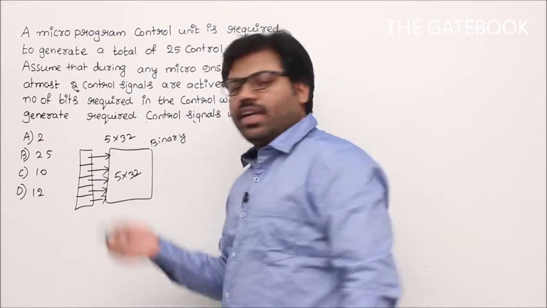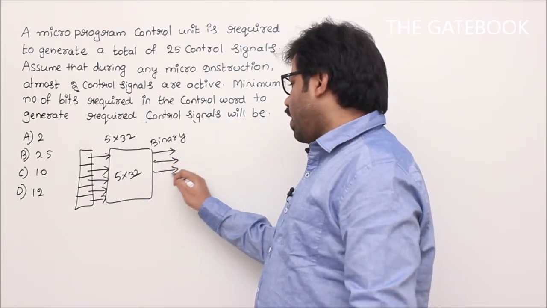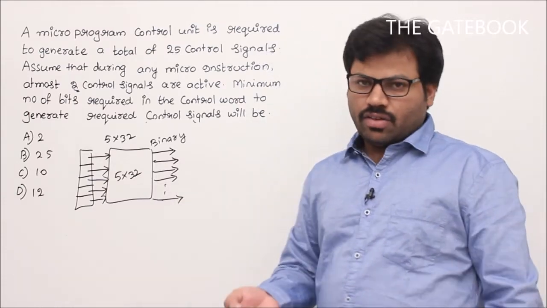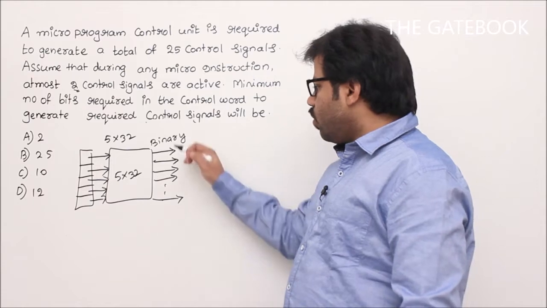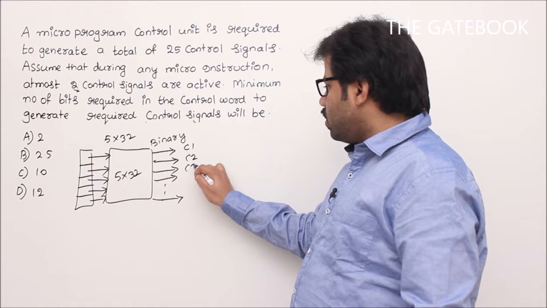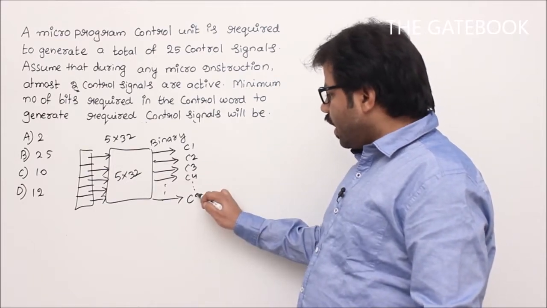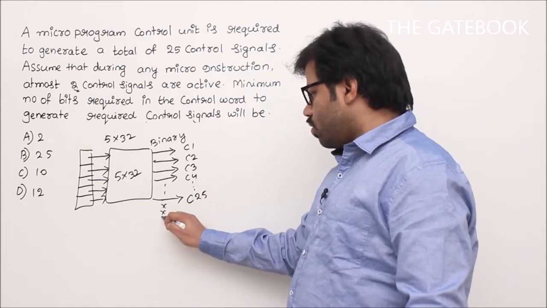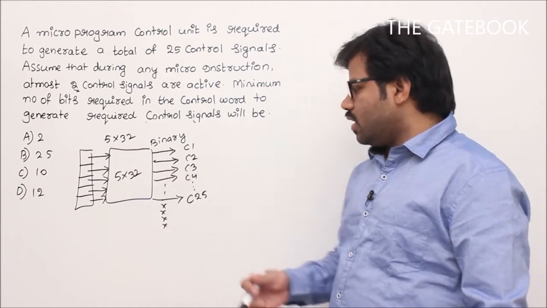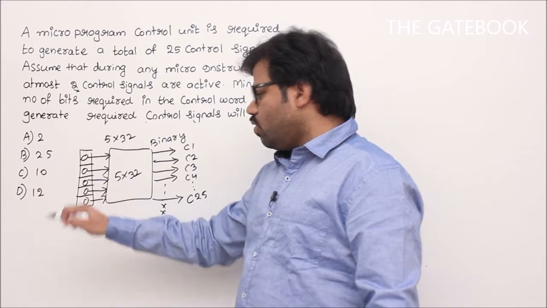The property of a binary decoder you know, right? If it is 5 by 32, there will be 32 output lines. But we don't want 32 output lines. We want only 25. Then what we do is we only select 25. So let us call these C1, C2, C3, C4 up to C32, but I take only up to C25. The remaining I ignore.